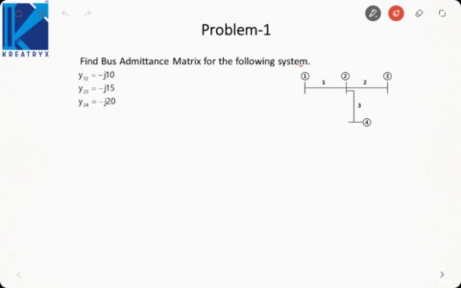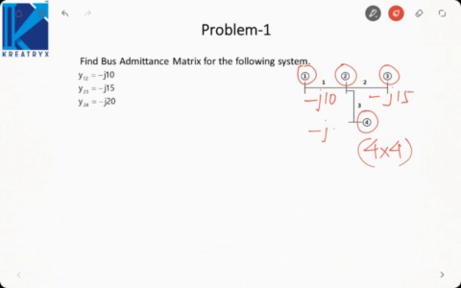Here we have four buses 1, 2, 3 and 4. So the order of the Y-bus matrix will be 4 cross 4. Now we can directly form it using the direct inspection method. So let me write the admittances: minus J10, minus J15 and minus J20.